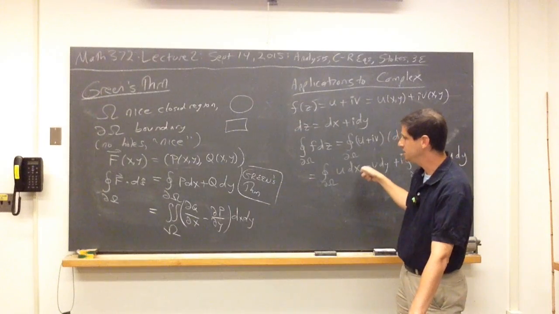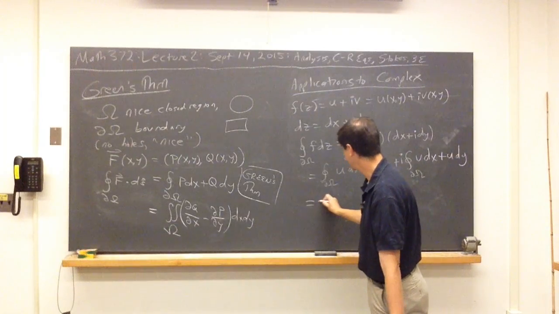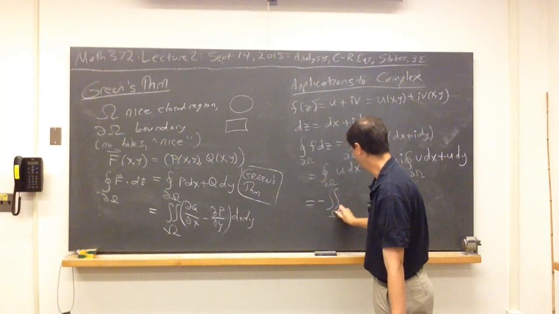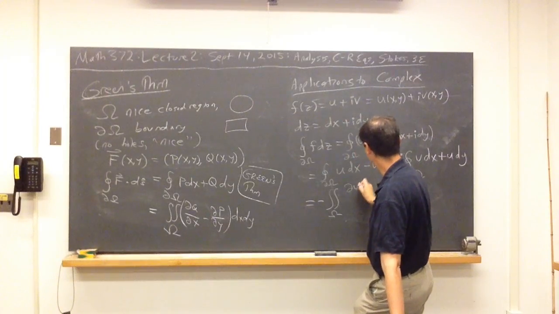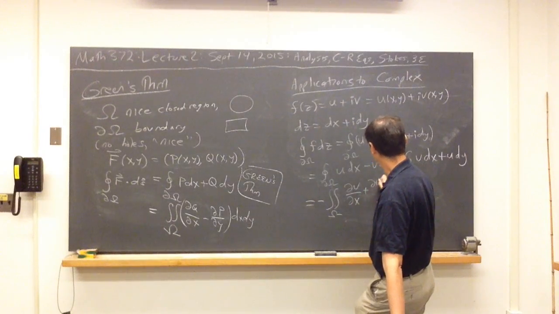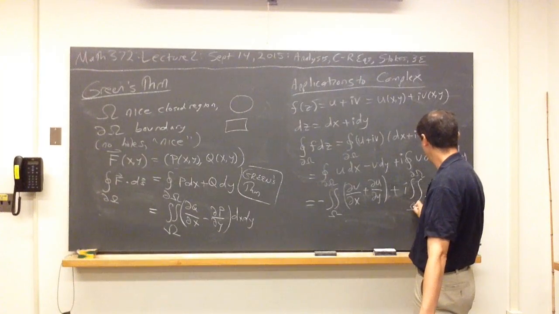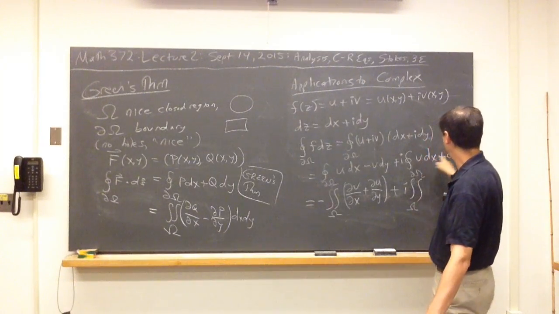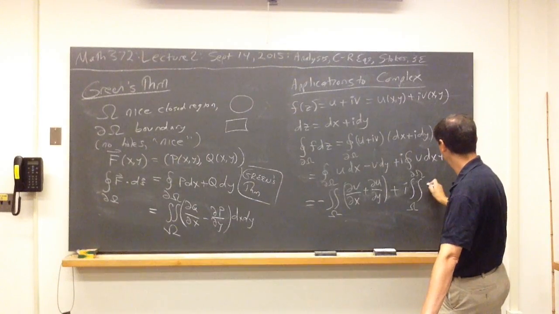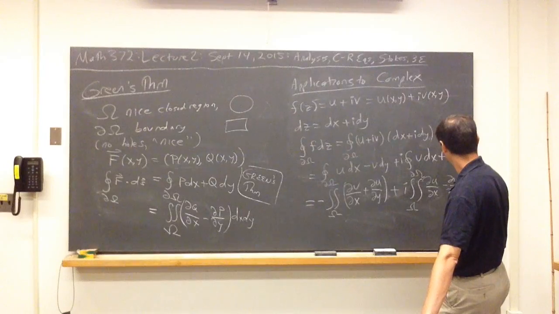So now I'll get dQ/dx minus dP/dy. I can factor out the negative sign. I'll get the integral over omega of dv/dx + du/dy, plus i. And now when I do the integral over omega here, my Q is equal to u, so I'll get du/dx minus dv/dy.